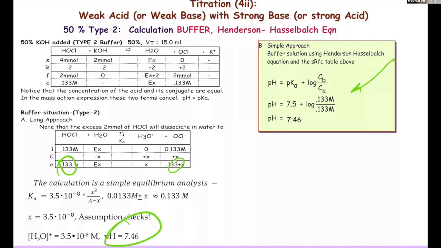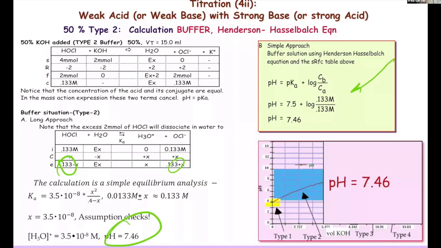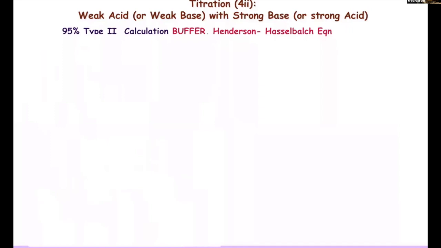Let's take a look at 95%. 95%, again, you're still in the buffer. Why? Because you haven't reached the equivalence point. 95%, remember, is 9.5 mils. If you multiply 9.5 by 0.4, that's the number of millimoles of hydroxide you have.